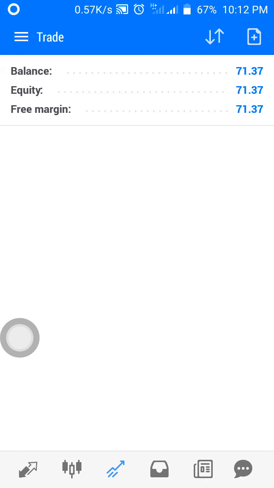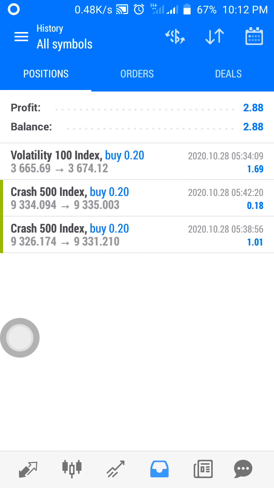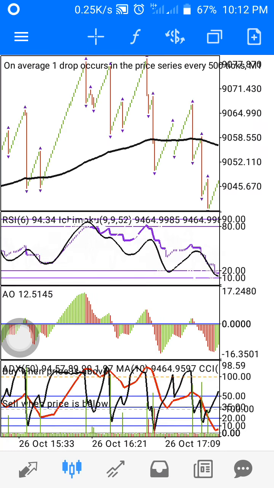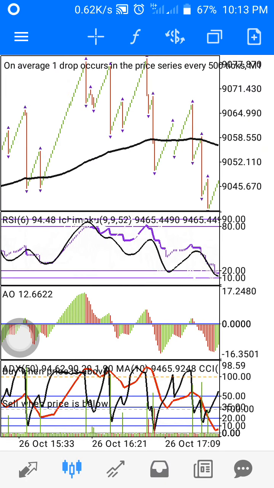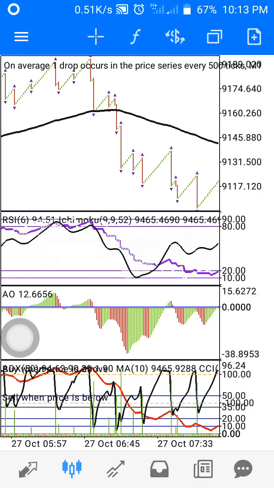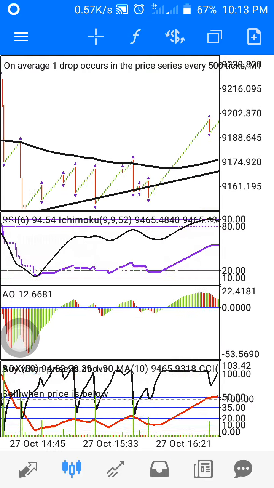Right, this is the account. I didn't trade much today, but this one is not small. It's not a small amount of money, you know, in Nigeria. All right, so this is just how simple it is.